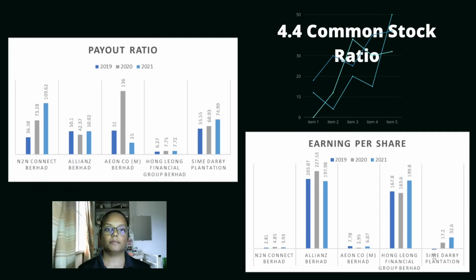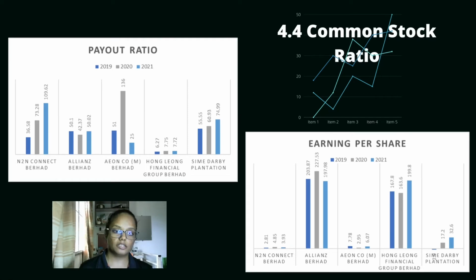The same is applicable for Aeon Company Berhad, where the ratio changed between 2019 and 2021. Sime Plantation's payout ratio increased from 2019 to 2021, from 55.55% to 74.99%, when it was already rather high. A range of 30% to 50% is regarded as a reasonable payout ratio as stated in the regulation. As a result of the reasoning given above, we can conclude that Alliance Berhad has maintained a solid payout ratio over the past 3 years because the ratio falls between 30 to 50%.